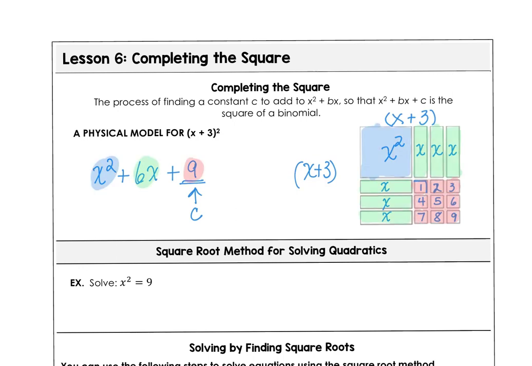And using a little bit of shading, you can see how that physical model plays out, where we have 1 x squared and 6 x blocks and 9 number cubes for that constant.